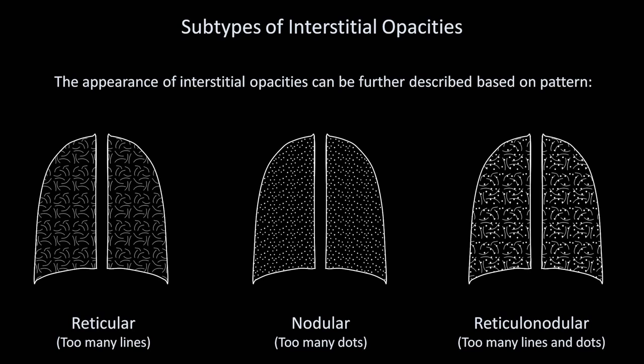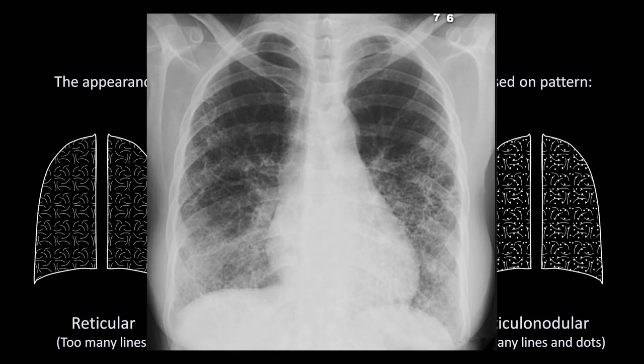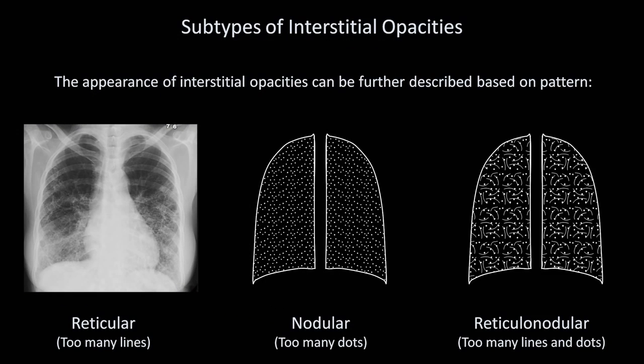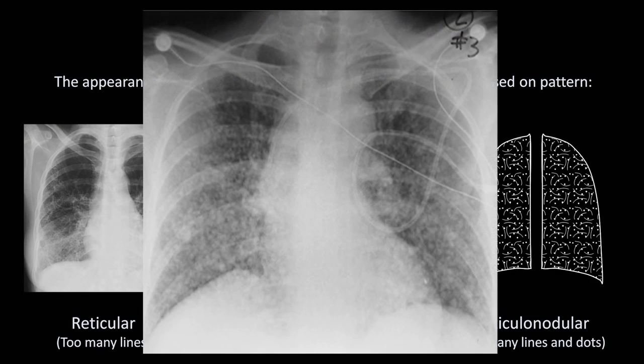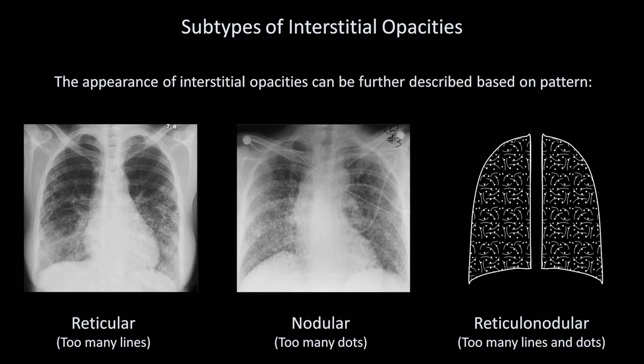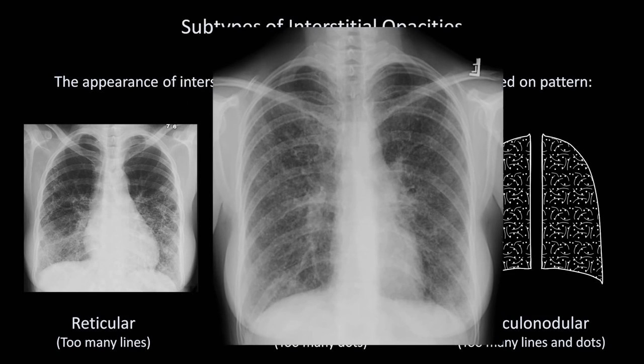So here's an example of a reticular pattern, that is, too many lines. And here is a nodular one. And the last, here are diffuse reticulonodular opacities.